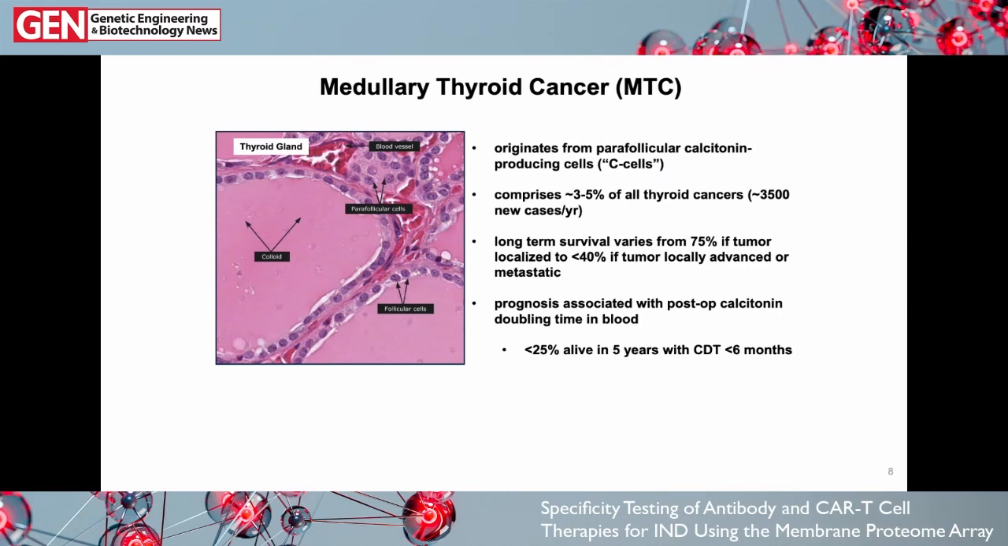MTC comprises about 3 to 5% of all thyroid cancers, and long-term survival varies from 75% if the tumor is localized to less than 40% if the tumor is locally advanced or metastatic. The prognosis is associated with post-operative calcitonin doubling times in the blood. Less than 25% of patients are alive in 5 years with calcitonin doubling times of less than 6 months. And unfortunately, Carlos's calcitonin doubling time was 2 weeks.